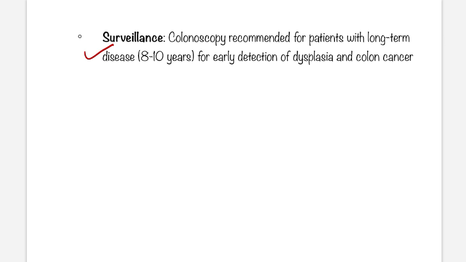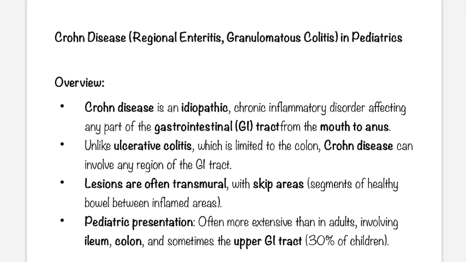So just keep in mind the common features of IBDs, the differentiating features in the form of a table, and we have discussed ulcerative colitis. Keeping this information in mind, just differentiate the next discussion point of our topic, that is Crohn's disease, from ulcerative colitis. Just take a pause and recollect things. Now we are going to Crohn's disease.